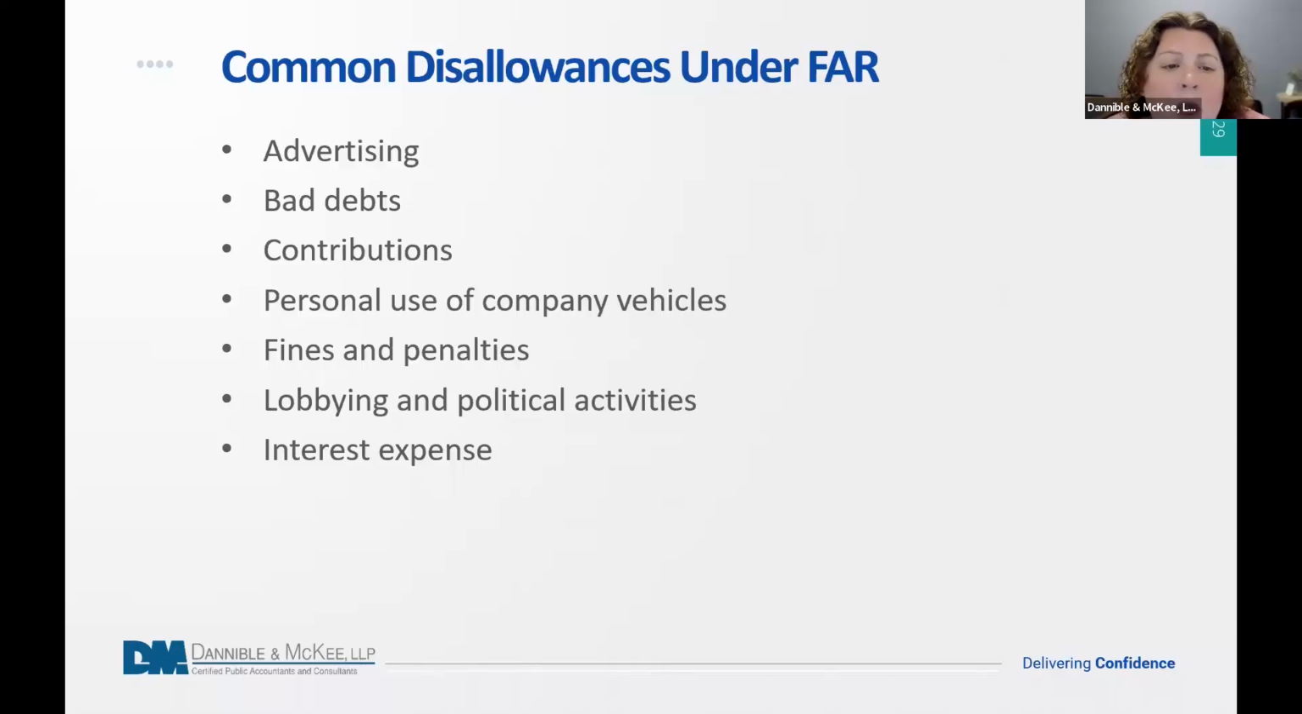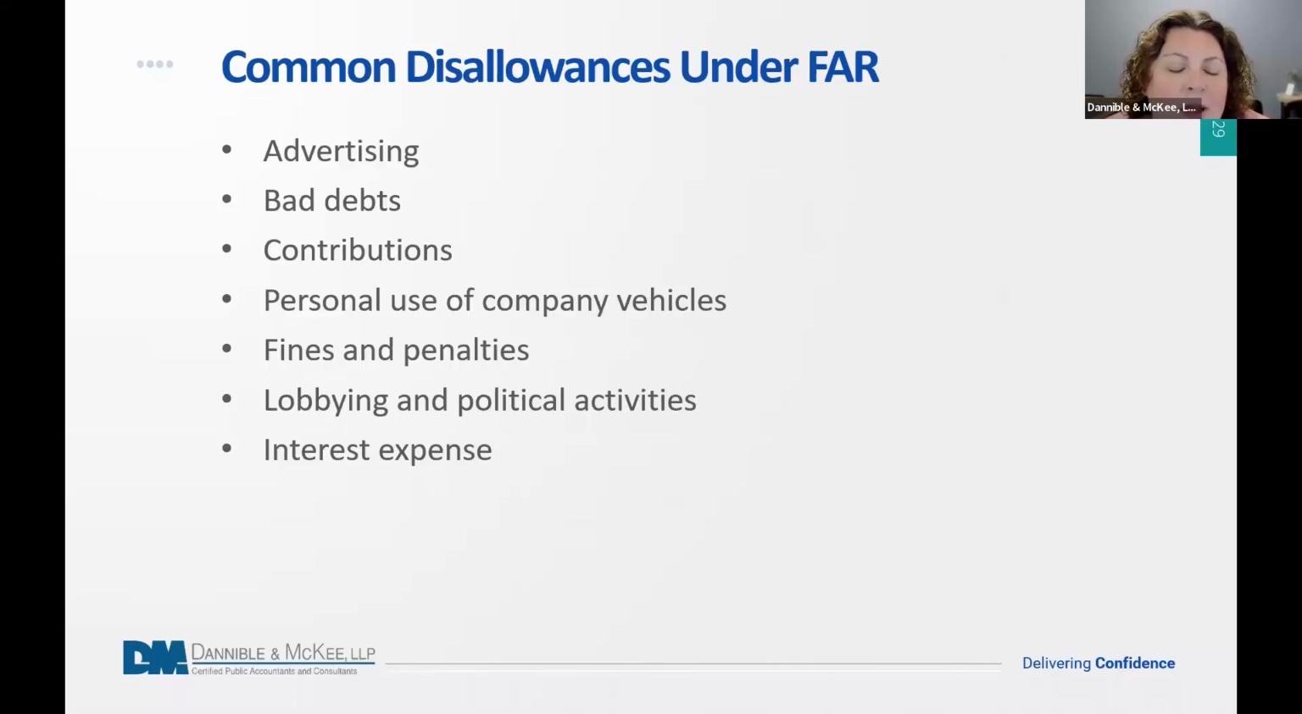Fines and penalties. Anything like an IRS fine, unallowable. If you have late fees, unallowable. Lobby and political activities, certainly supporting any political campaign, unallowable. You have lobbying dues that you pay when you participate in ACEC. Those types of costs, unallowable. Right on the invoice, it tells you how much of that invoice is unallowable for lobbying costs. That would be something that would be disallowed.